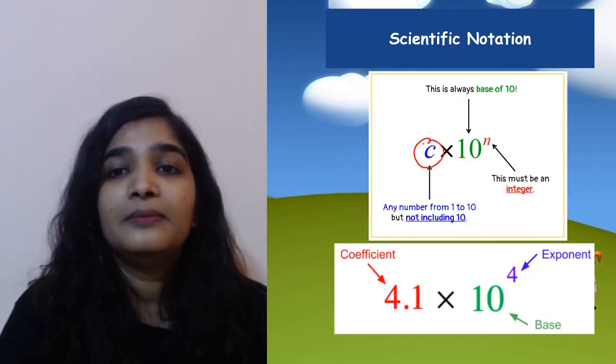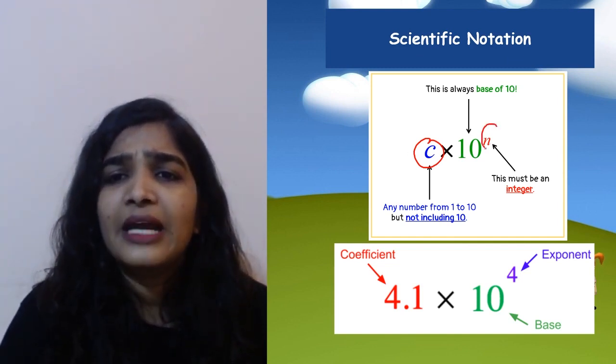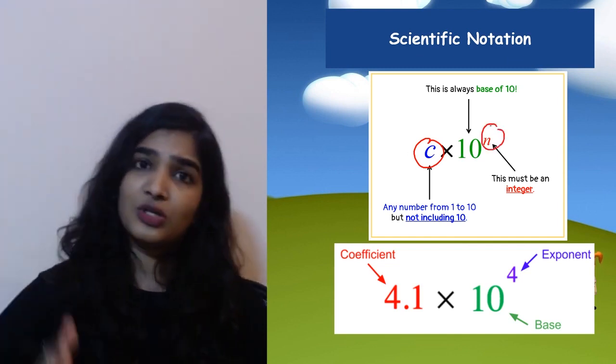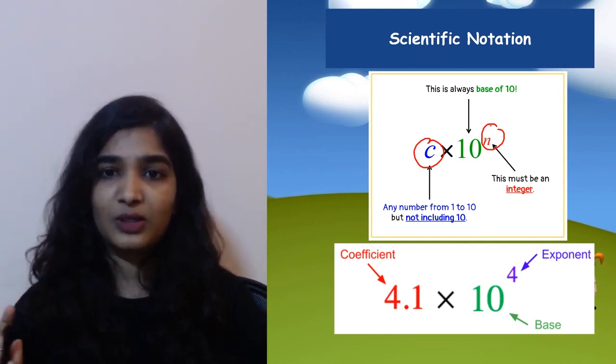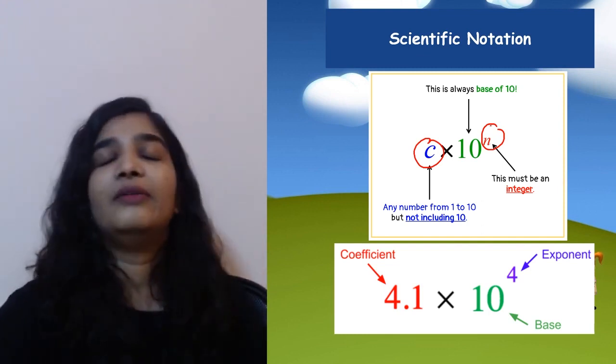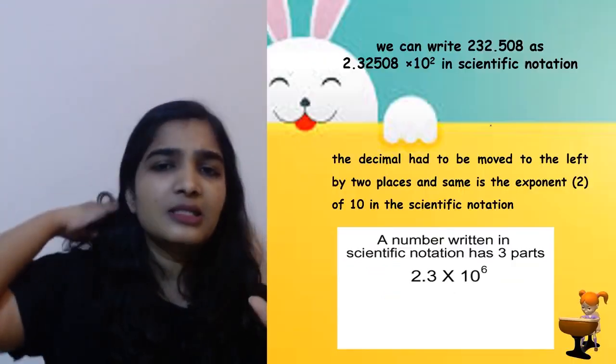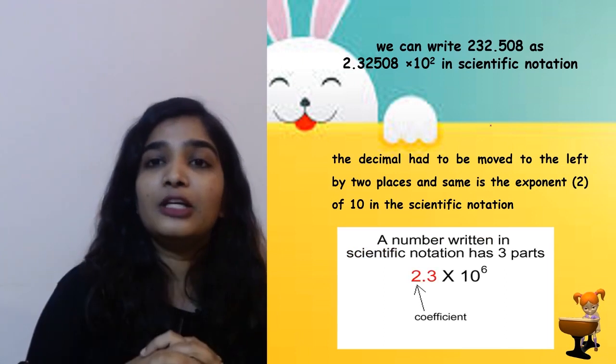So N can be any digit term. The exponent n must be an integer, that is, it can be a positive number as well as a negative number. And the base is always 10 only. This is how you represent any number in scientific notation.